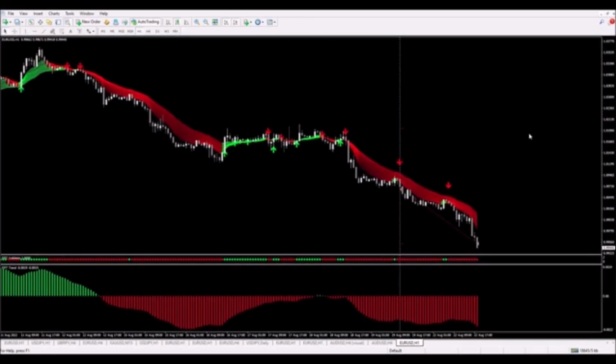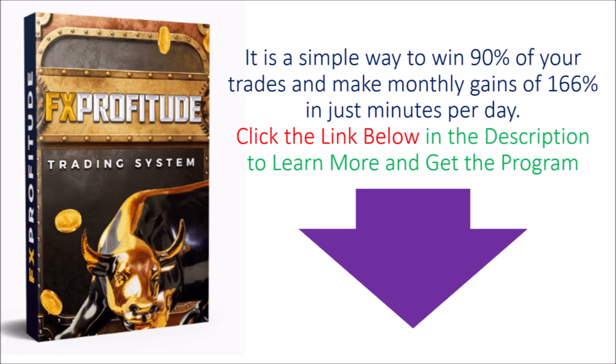We were just taken out of the trade, and the target was hit with no problems at all. The trend continued to go down as suggested by the indicators. This was a very nice, easy, and profitable trade thanks to the Forex Profitude trading system.